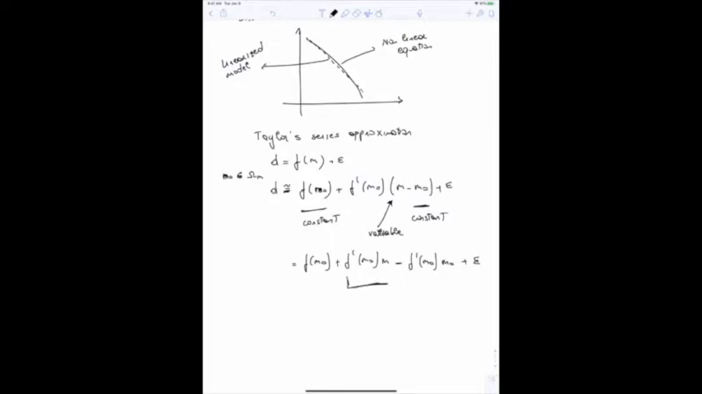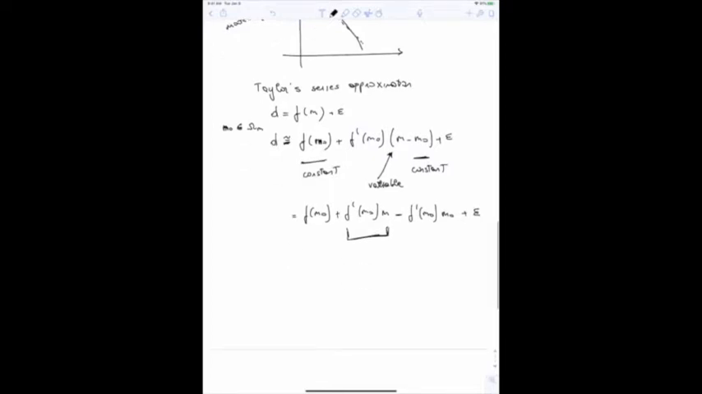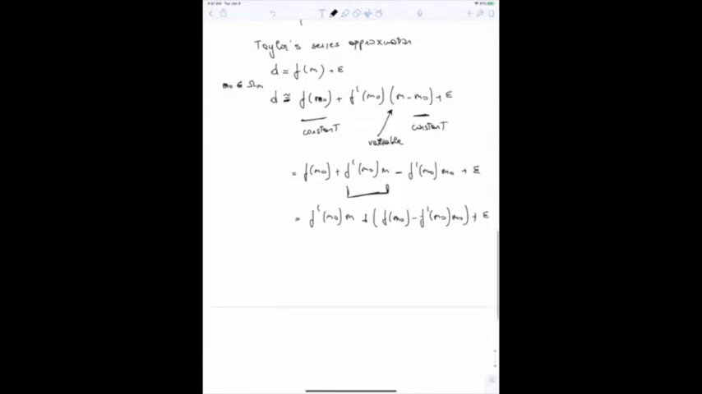Now, this is a function of m. All the other terms are constant. So what we can do is say this is f prime m0 times m. I'm just rearranging the terms here. So this is f of m0 minus f prime of m0 times m0, plus epsilon. So now I call this quantity here g.